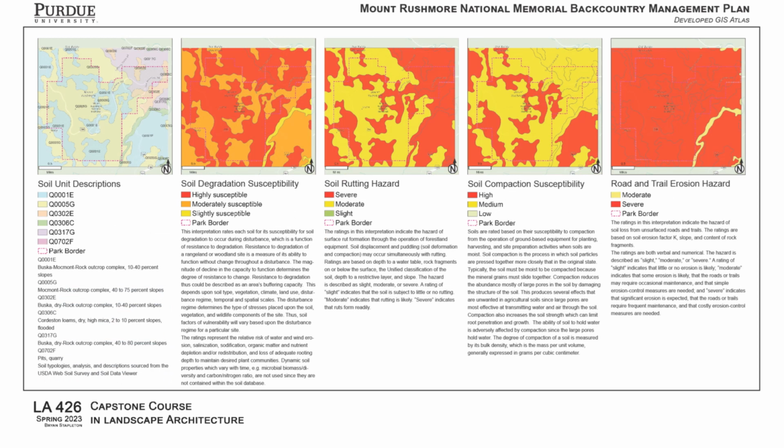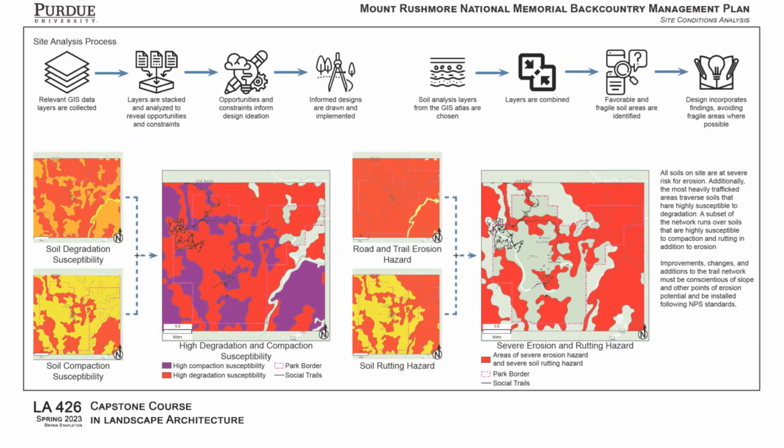Back to data from the Web Soil Survey, these analysis layers show the soil degradation susceptibility, soil rutting hazard, soil compaction susceptibility, and road and trail erosion hazard on the site. As you can see, the soils, as shown earlier, are relatively fragile and are susceptible to most of these things in most places. Onto some analysis layers.